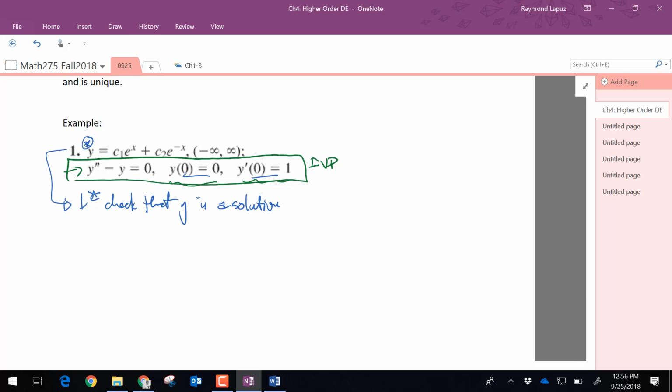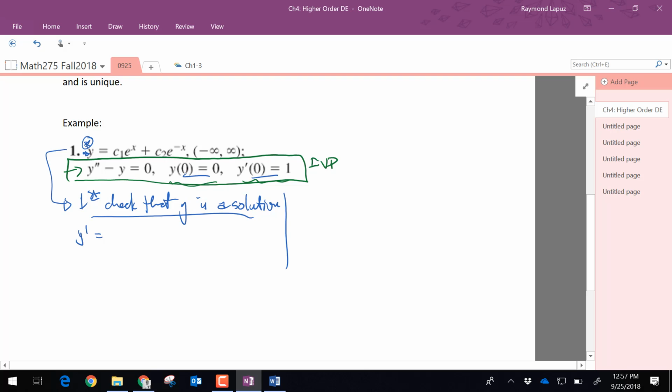And it looks like we need y double prime and y. So let's find y double prime. This is our first check that y is a solution. We need y double prime, so we need y prime first. And so our function y is this: c1 e to the x plus c2 e to the negative x. So we need to take the derivative of that with respect to x.